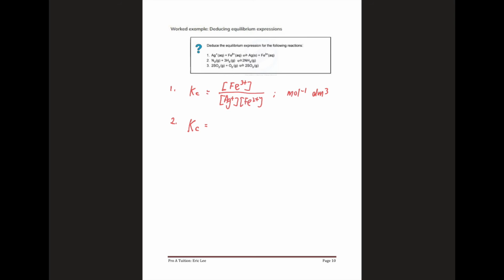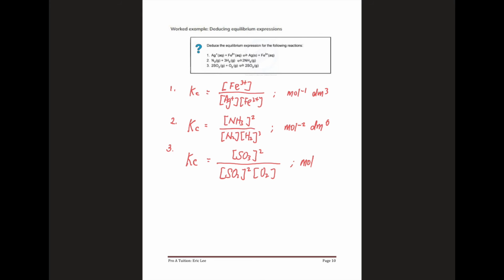NH3 squared over N2 times H2 that is cubed. Okay. Yeah, correct. The unit is mole negative 2, and then DM6? Yes, correct. Okay, how about number 3? SO3 cubed. Sorry, squared. Squared, yes. And then SO2 squared times O2. Okay. And then the unit would be mole negative 1 DM3. Okay, yes. Okay, so yeah, correct. Let's move on.